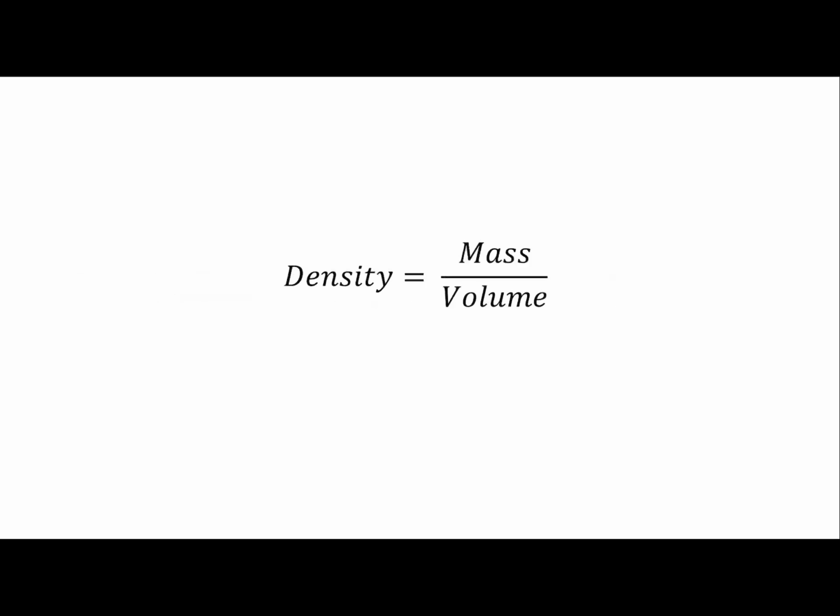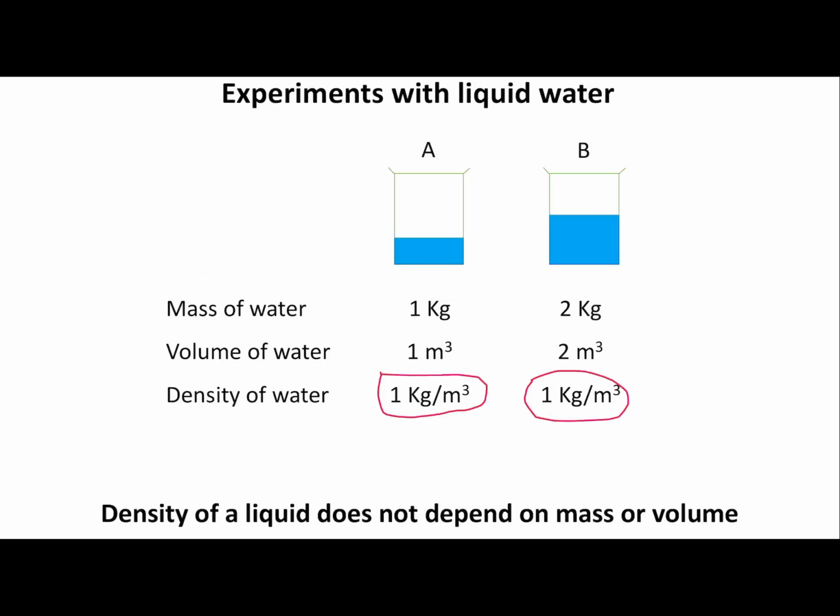But this logic is wrong. Despite the fact that density is related to mass and volume through this equation, density does not depend on mass or volume. How do we know this? The best way, of course, is to do experiments. Experiments with any liquid, say water, show that volume increases in direct proportion to its mass.